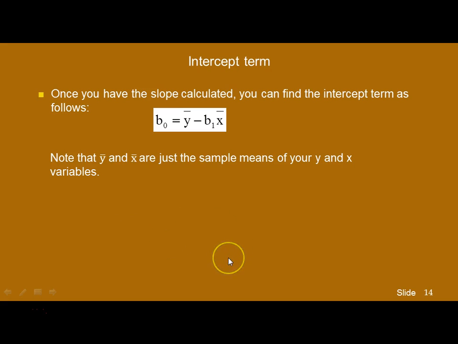So to do a simple regression, you have your model. You're going to go out and take a sample on the two variables, and you will perform the calculations that we just showed you.